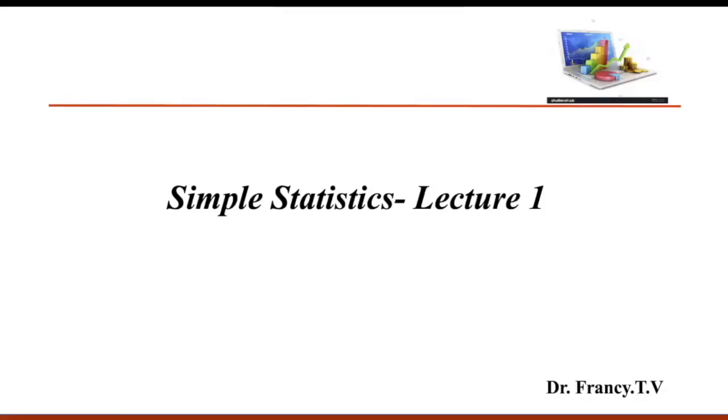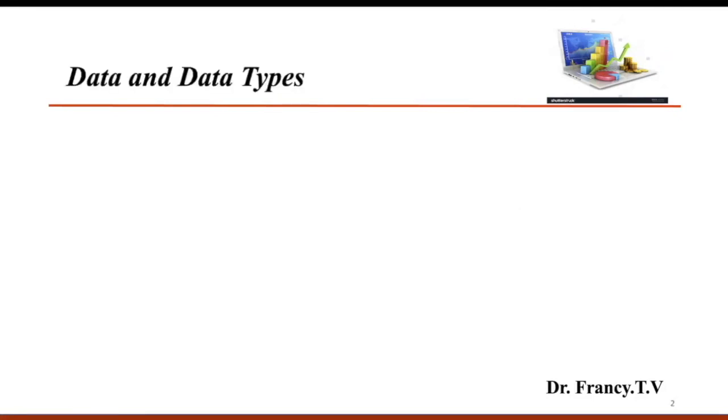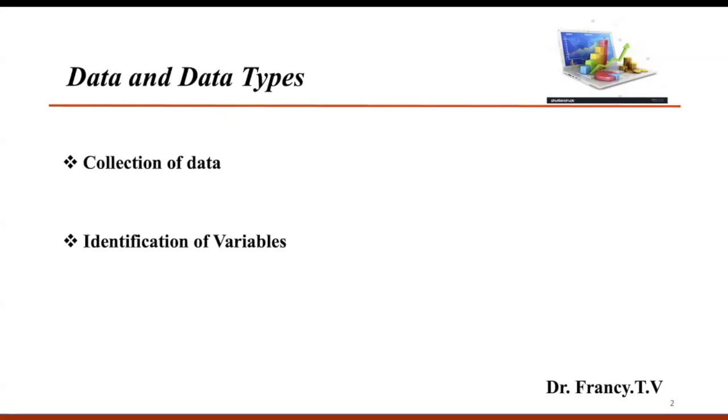This is the first video in this series, and in this video we will discuss various aspects of data. The first step in any statistical investigation is the collection of data. But in order to collect data, initially we have to identify the most appropriate variables on which the data has to be collected. So, before coming to data collection, there is one more step, that is identification of the variables.